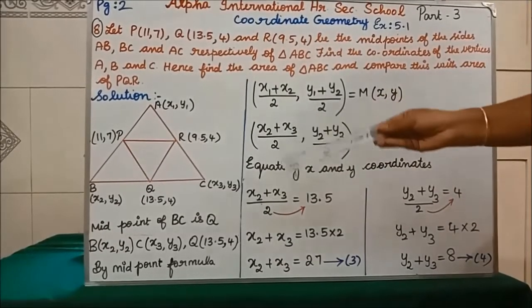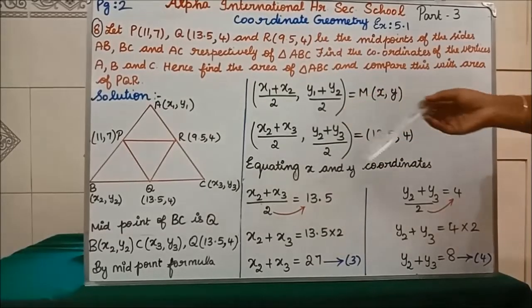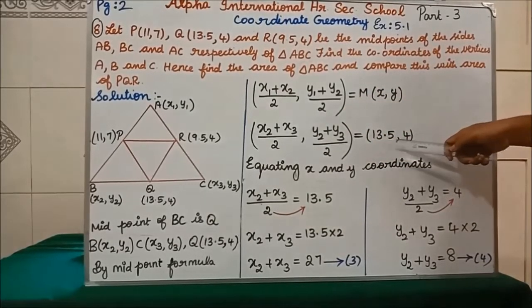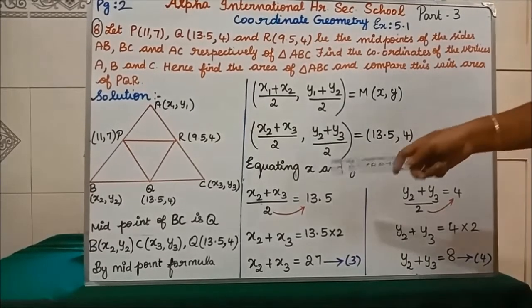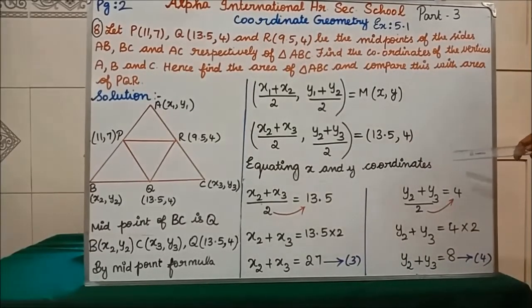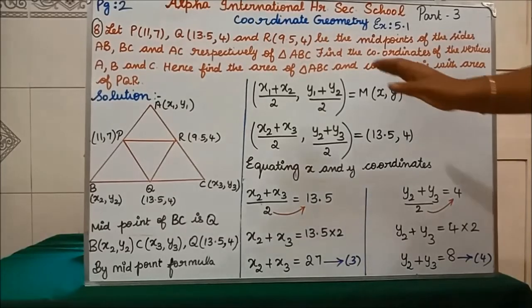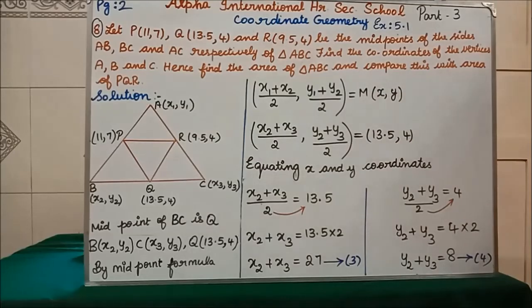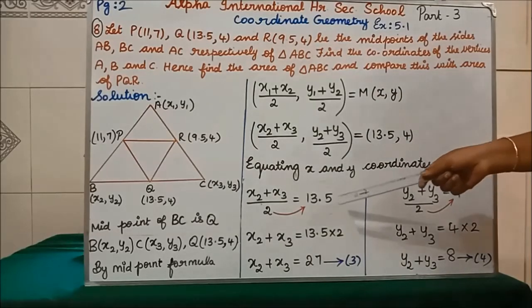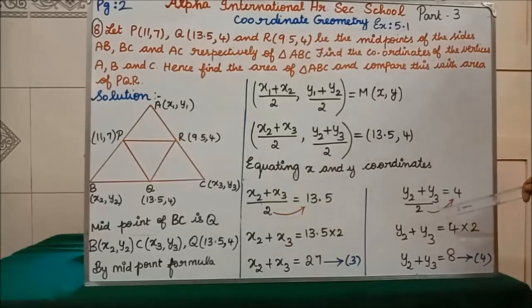What is the midpoint for the BC line? Q. So Q is what? 13.5, 4. How did we do it for the AB side? The same. We are equating the x and y coordinates, which means this x part is equal to this x part, and this y part is equal to this y part. So x2 plus x3 by 2 is equal to 13.5. y2 plus y3 divided by 2 is equal to 4.